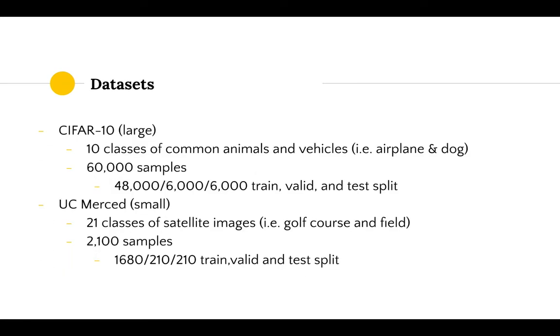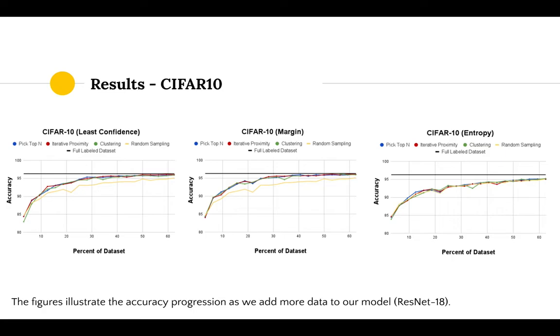We take these sampling techniques and run experiments on 2 different datasets. The first is a commonly known CIFAR10 dataset that has 10 classes with 60,000 samples. The other is a considerably smaller dataset from UC Merced, which has 21 classes of satellite imagery. We used a ResNet-18 as our model of choice to conduct these experiments, taking into consideration both efficiency and performance.